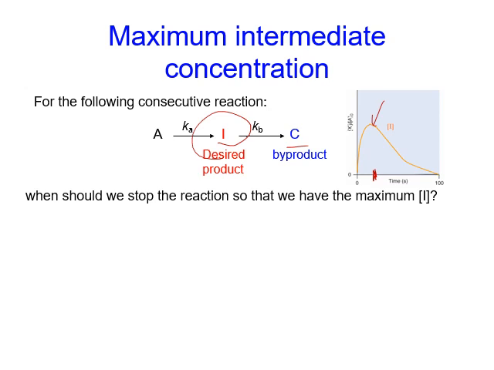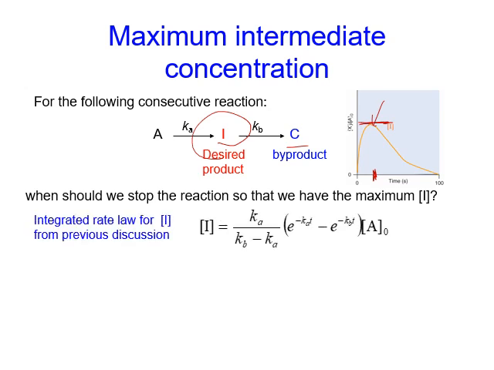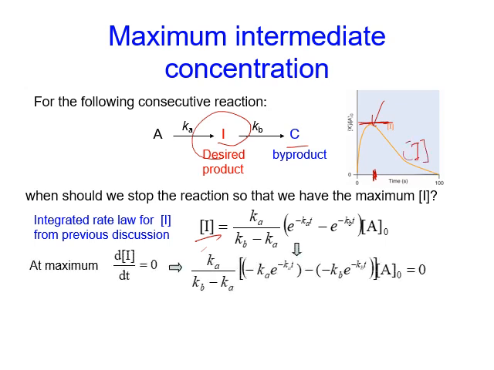In calculus, for a function to be maximum, the slope is 0. The slope is the derivative. So here is the integral rate law for I, that function of I. Then we take the derivative of this function and set it to 0. When you take the derivative of I, the constant doesn't change. You only take the derivative of these two exponentials, which give you these two terms. For this to be 0, the constant won't be 0, so these two have to be the same.